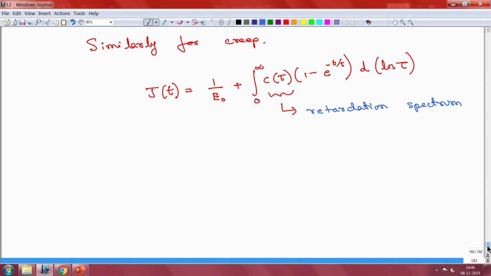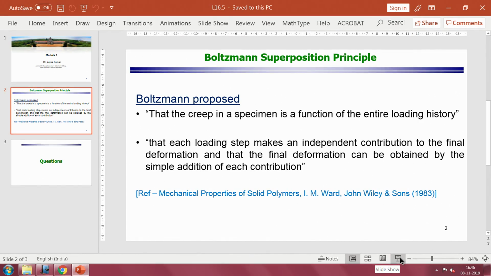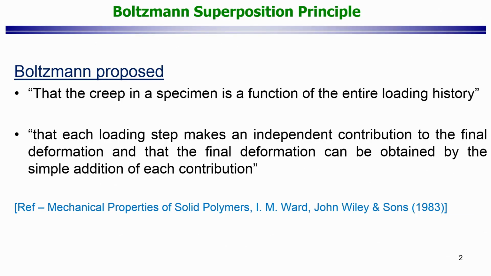So, at this point I would like to introduce another important principle called the Boltzmann superposition principle. Now, this particular variation of the Boltzmann superposition principle is taken from the book Mechanical Properties of Solid Polymers by I. M. Ward, which was a John Wiley and Sons publication. The particular edition that I have is from 1983.